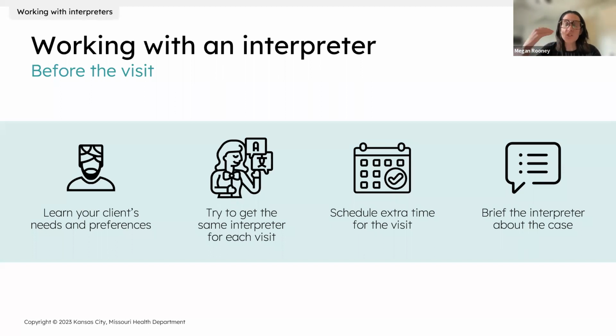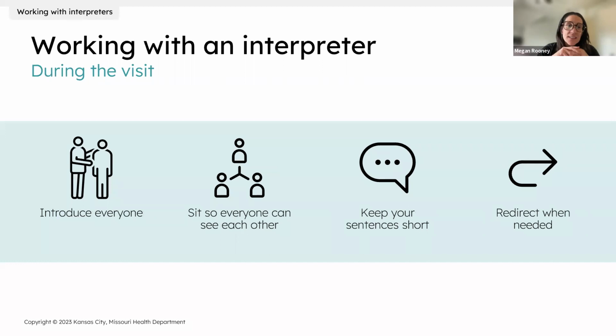And then talking with the interpreter right before about the case or the situation. Here's what we're going to be discussing. Here's some information you need to know so that they're prepared. During the visit, of course, introducing everyone so that the person knows who this interpreter is. Sometimes people want to know where they're from, what language they speak, what dialect. That can help them feel more comfortable.